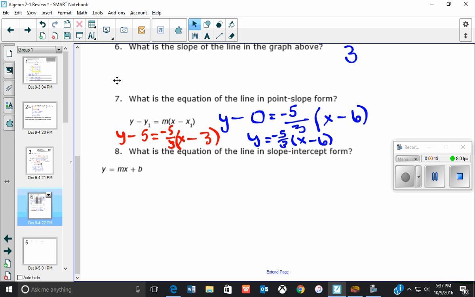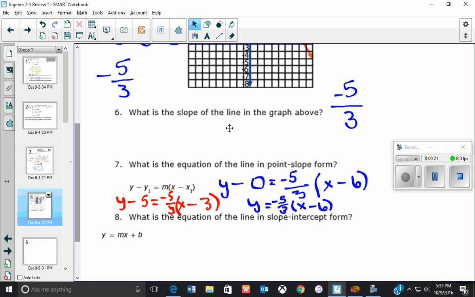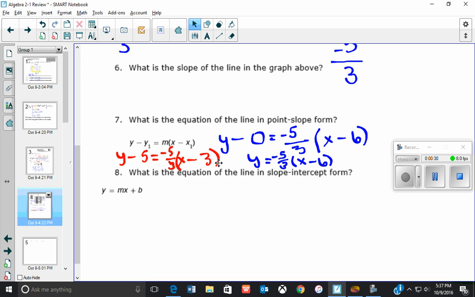We've also completed 6 and 7. 6 was our slope, so we have our slope. 7, we put it in point slope, and I did it using both points, so you can get two different ways that you could get it in point slope.